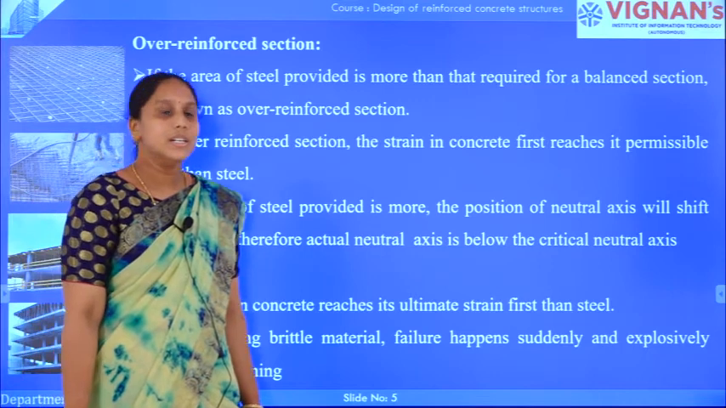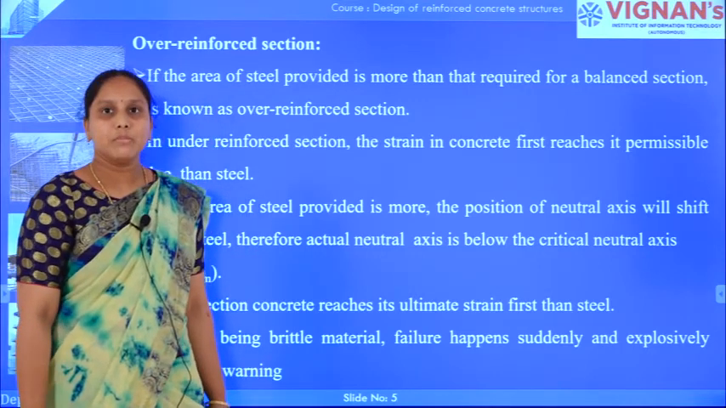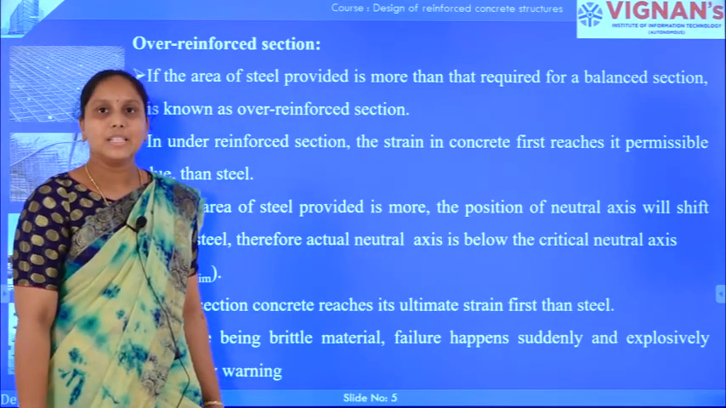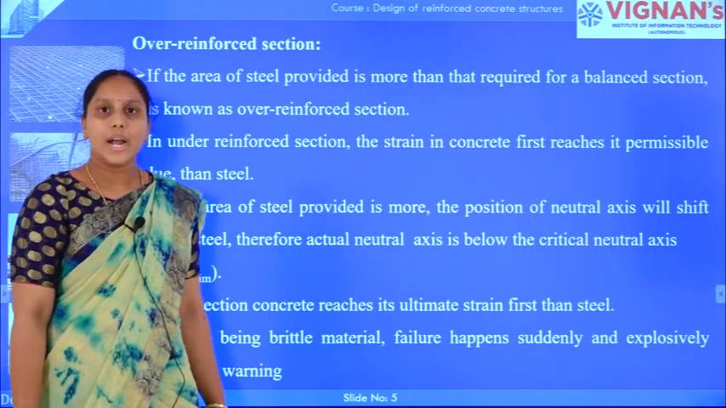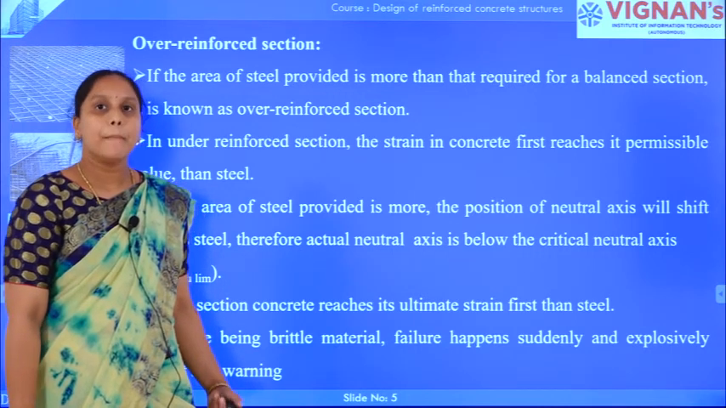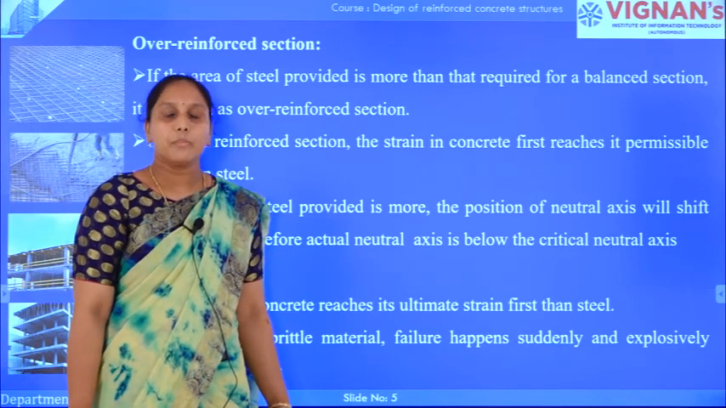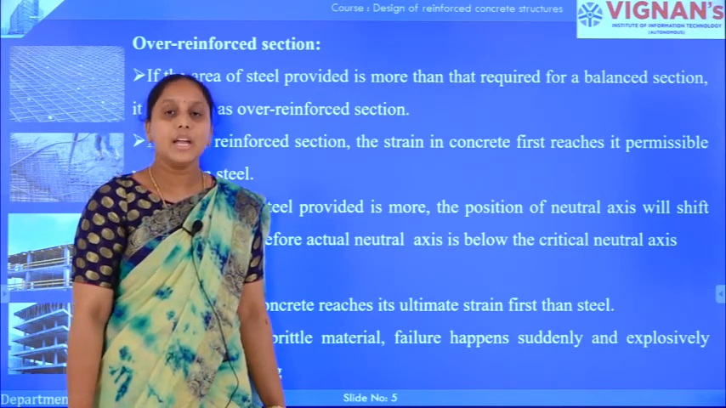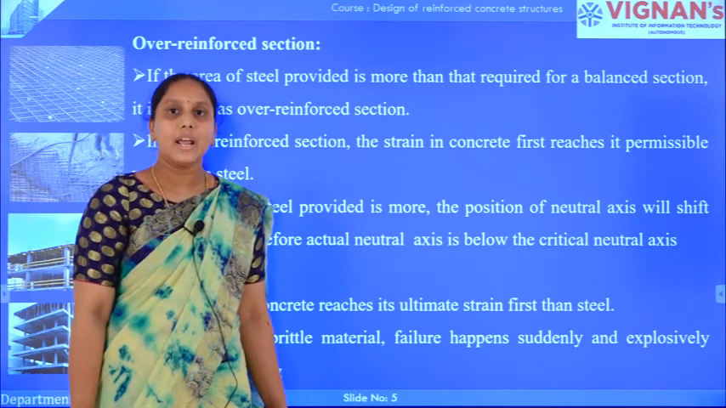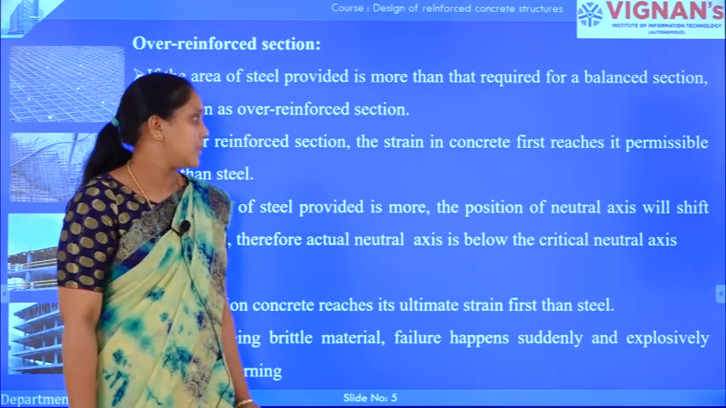So, these are the three types of beam sections: balanced, under reinforced and over reinforced. Balanced and under reinforced sections are generally preferred for designing, and never should you design an over reinforced section.